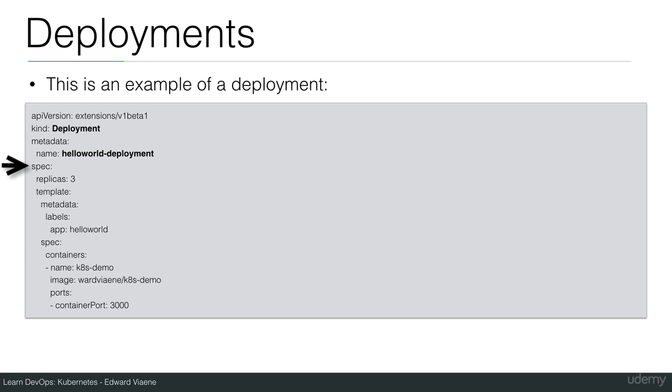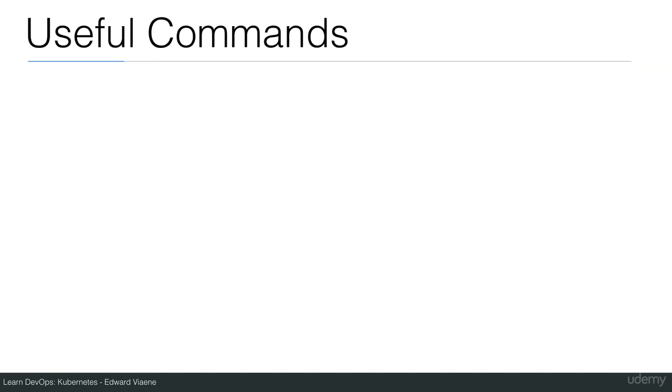Then we have the specs. I'm going to run 3 replicas of this pod and the template is below. Template has again metadata. There's a label. The label says app is hello-world. In the pod specification, we have 1 container, still our Kubernetes demo, still the same image and still the same port. So that looks very similar to all the other things that we have seen earlier, but I will now show you what the deployments really can do for you.